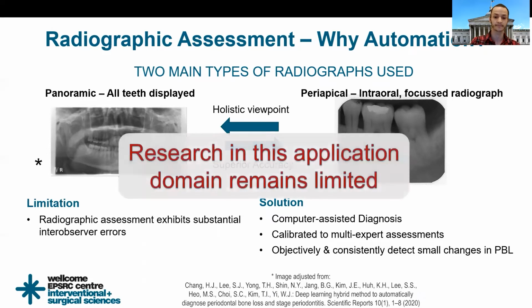So we decided to go for the periapical radiograph as it's historically more accurate, but also the research in this domain, especially for periapical radiographs, is far less than panoramic, and therefore this domain is limited, and we would like to fill that gap.